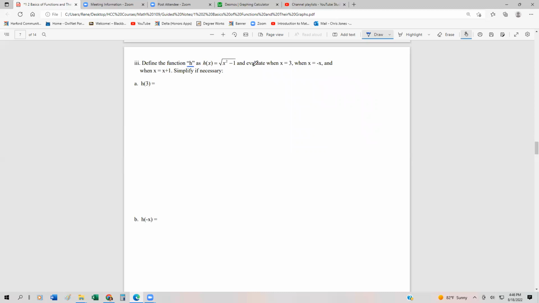So now we're saying that h is equal to the square root of x squared minus 1. And we're going to do the same thing. We're going to substitute 3, negative x, and x plus 1 back in for x.